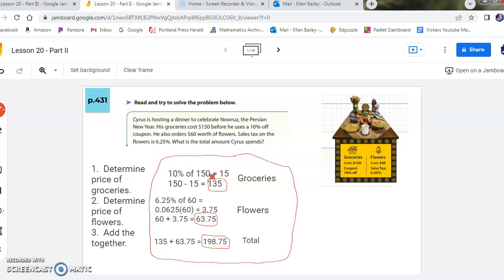So first of all, he got 10% off. So basically 10% of 150 is 15, so we got $15 off. So he pays $135 for the groceries. Then for the flowers, we had to figure out, well, what is 6.25% of 60? That's $3.75. So then I added that to the 60, so $63.75. And then for the last thing, we'll add these two together. So 135 plus 63.75 is $198.75. All right, so if you don't already have it in, get this in on page 431.